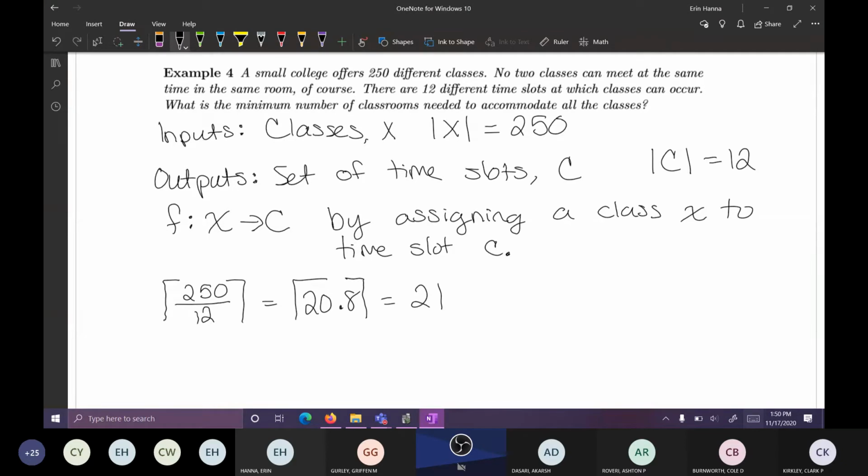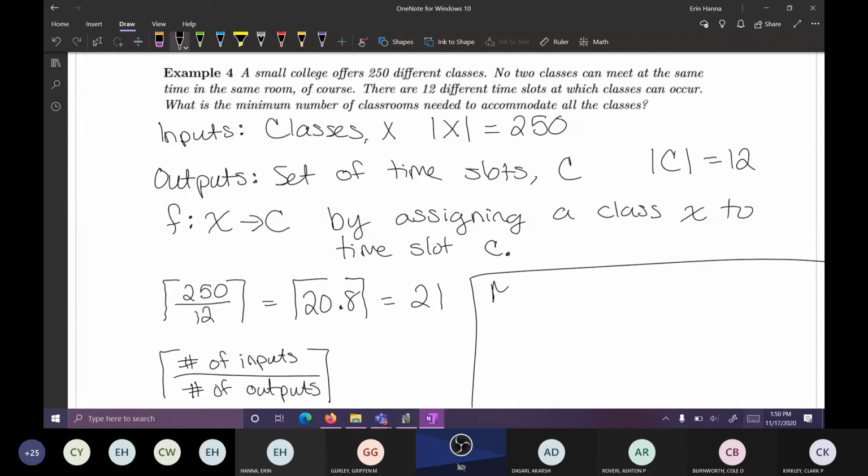So sorry, number of inputs divided by number of outputs. Take the ceiling of that number is what you want. So we have 250 inputs, 12 outputs. Take the ceiling of that. Let me write the answer here. So there must be at least 21 classrooms. Sorry about that. Any questions or concerns about that? Number of inputs divided by the number of outputs.